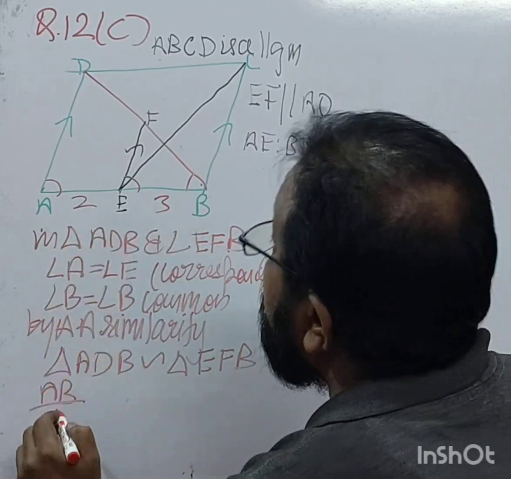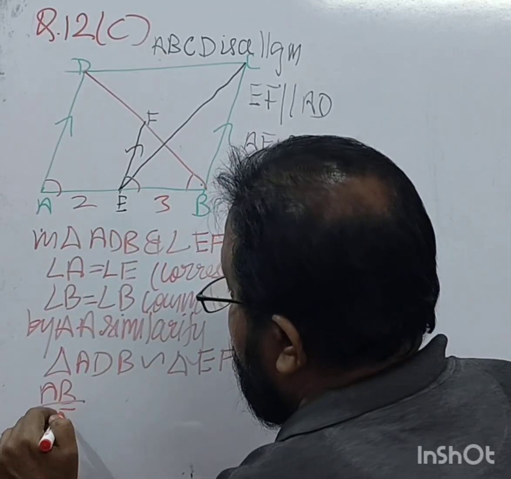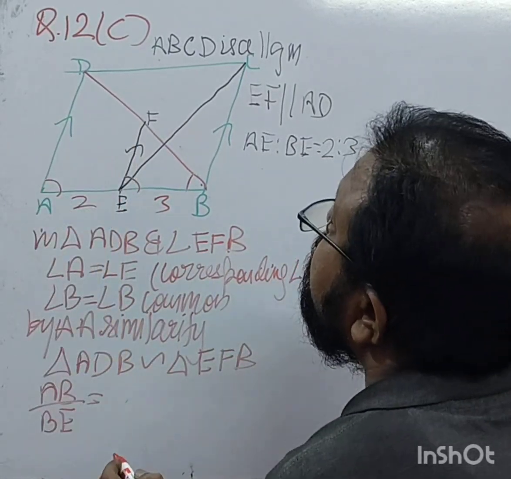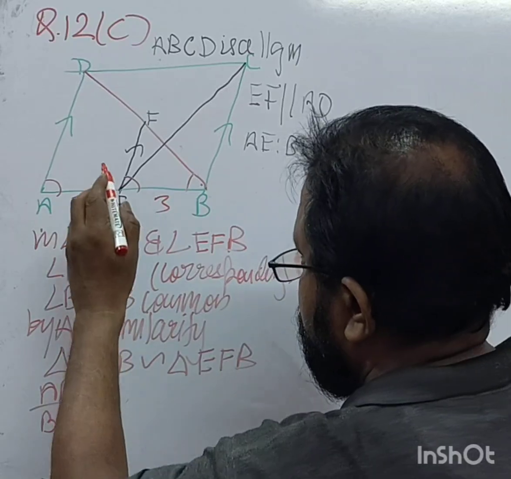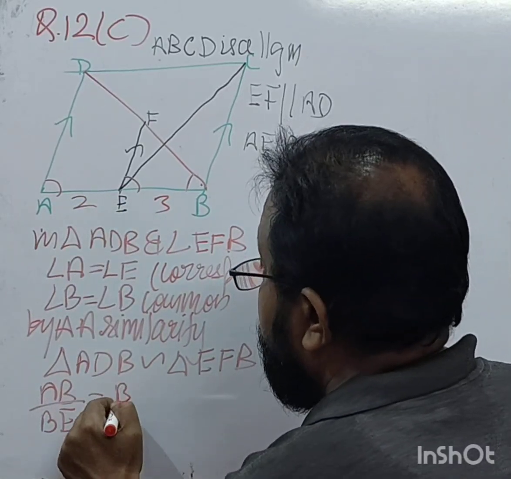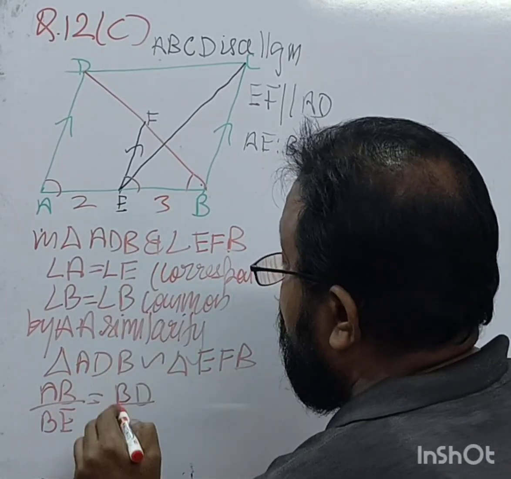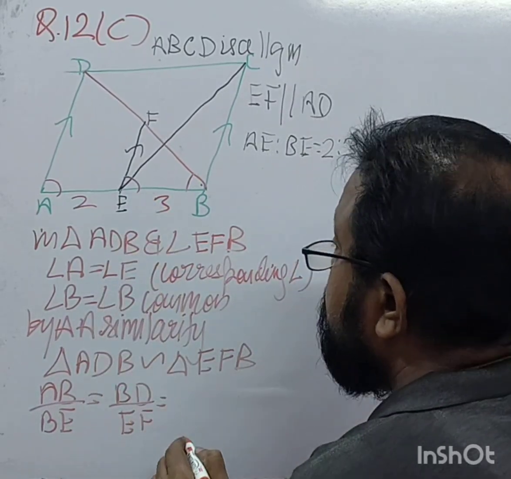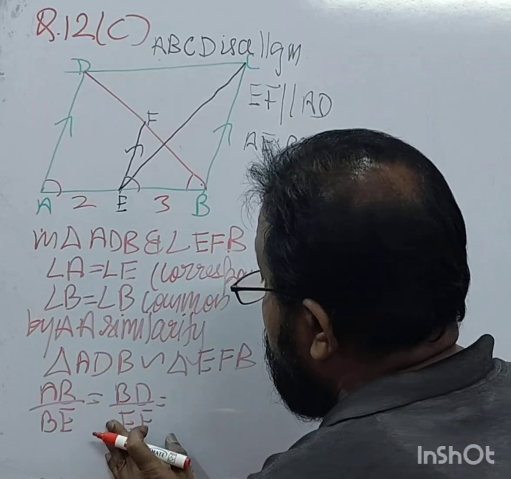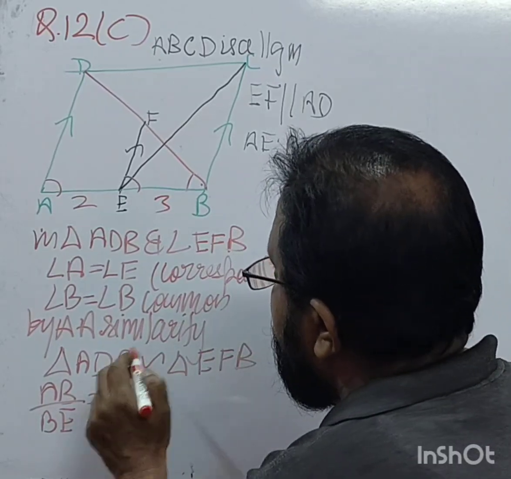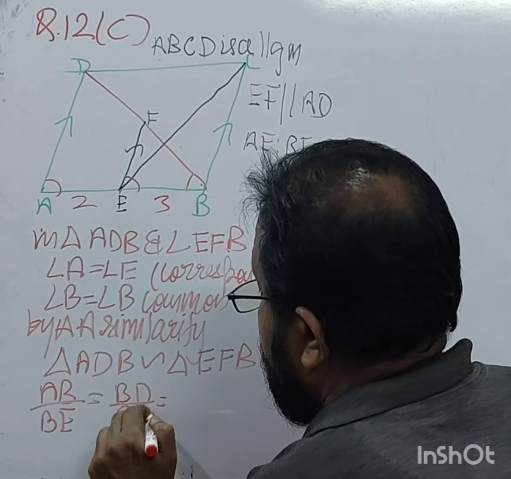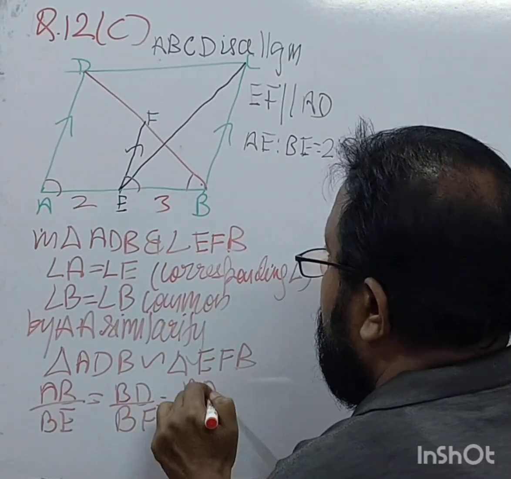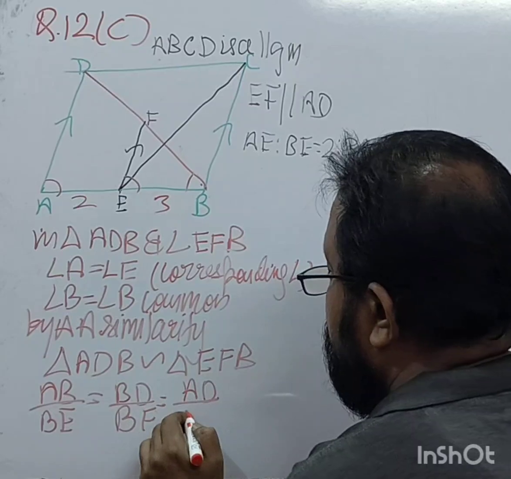And when they are similar, then AB upon BE is equal to BD upon EF is equal to, BD upon BF, and AD upon EF.